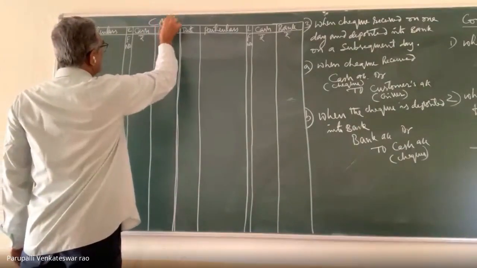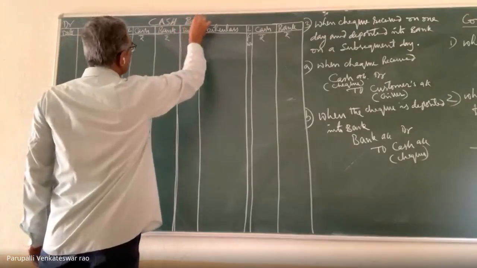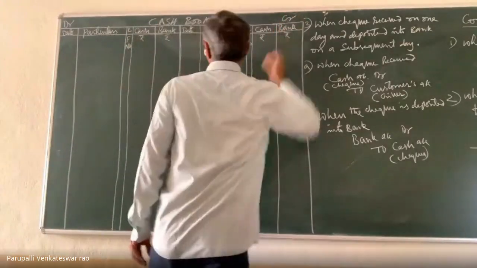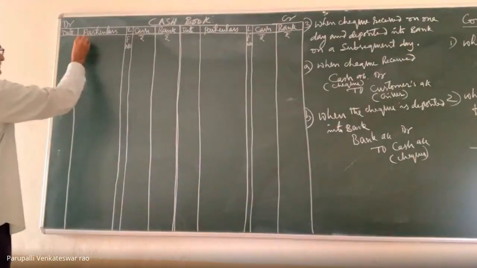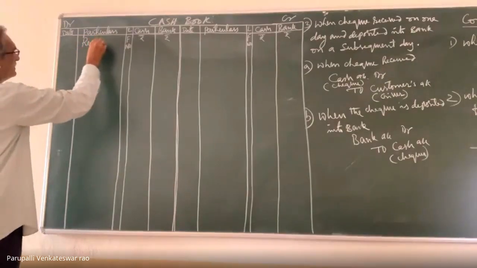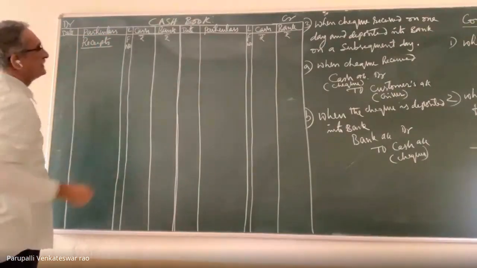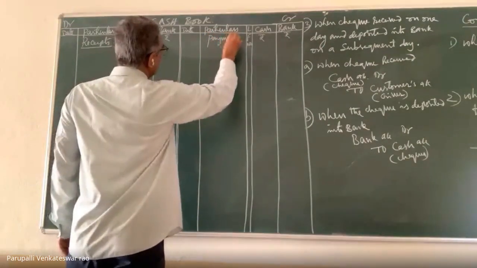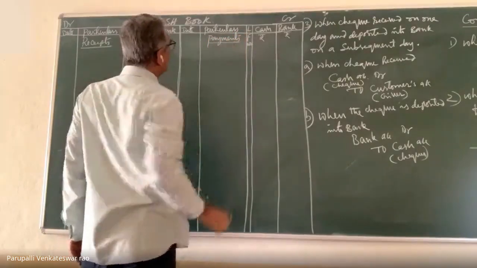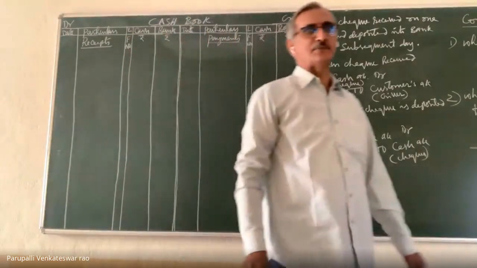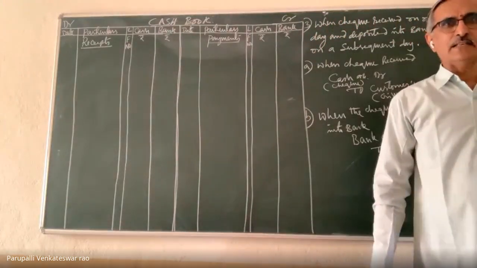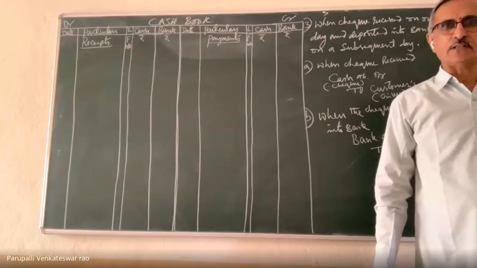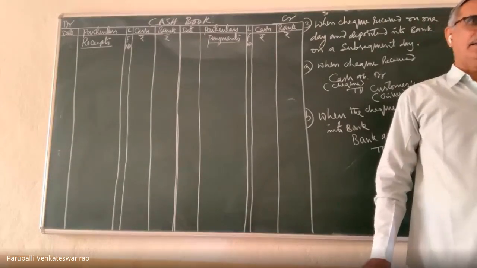So cash book, the title is cash book. In the cash book, the debit side is called the receipt side, receipts. On the credit side, write payments. Receipt side means cash comes in. Payment side means cash goes out. A check issued is a payment. Payment can be made in currency notes or you can give a check to the party.